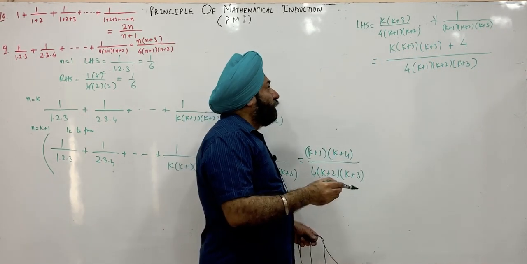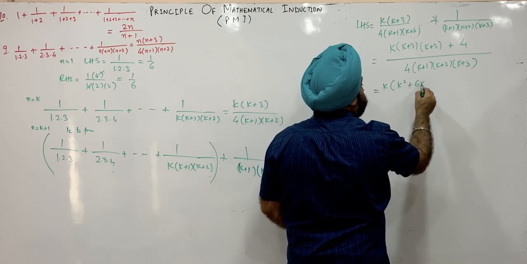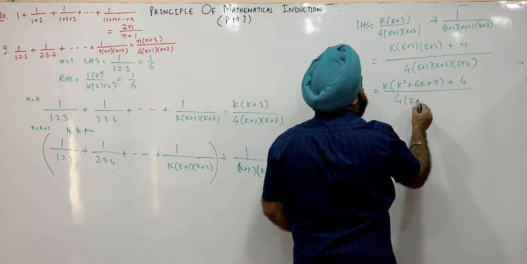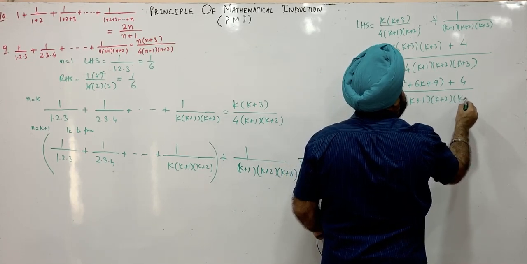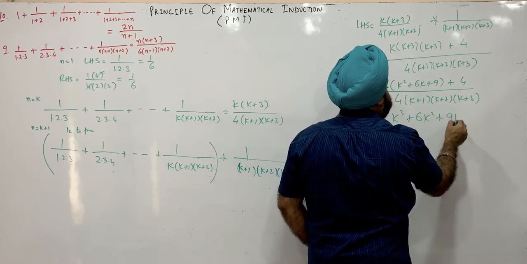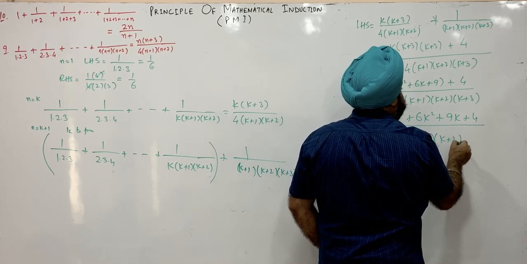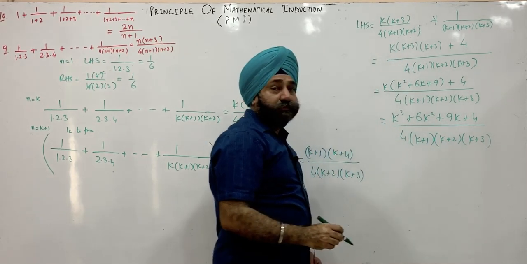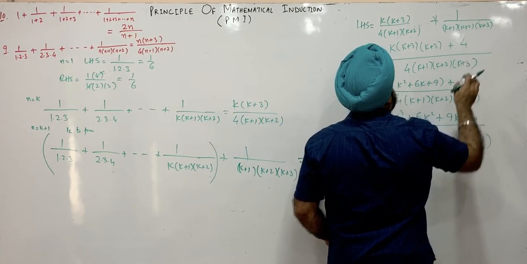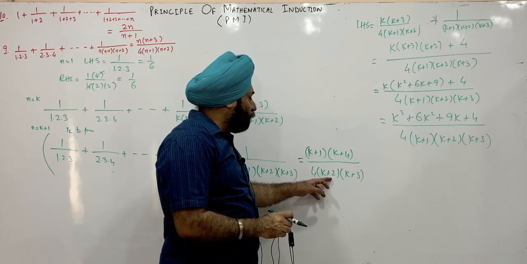Let's simplify the numerator. This is (k plus 3) whole square, which is k square plus 6k plus 9, plus this is 4, and this is 4 into (k plus 1), (k plus 2), (k plus 3). That's k cube plus 6k square plus 9k plus 4, over 4 into (k plus 1), (k plus 2), (k plus 3). We have to simplify and prove that this is equal to (k plus 1) into (k plus 4) upon 4 into (k plus 2), (k plus 3).